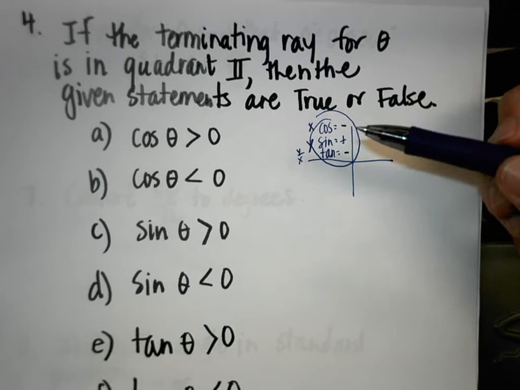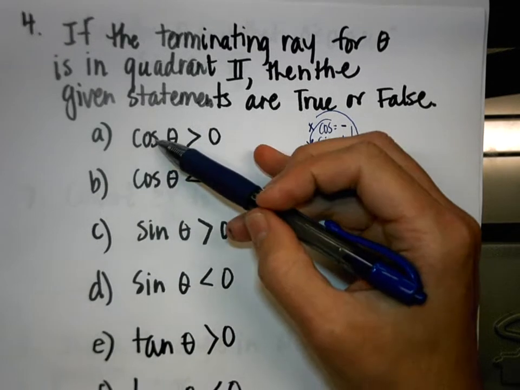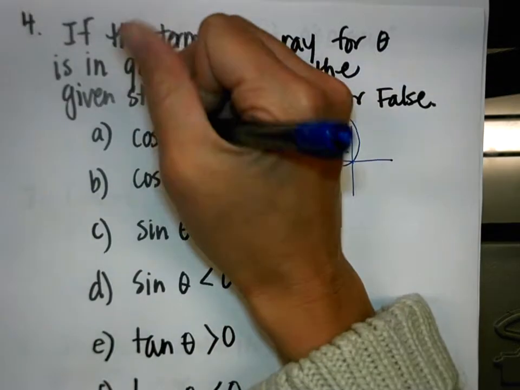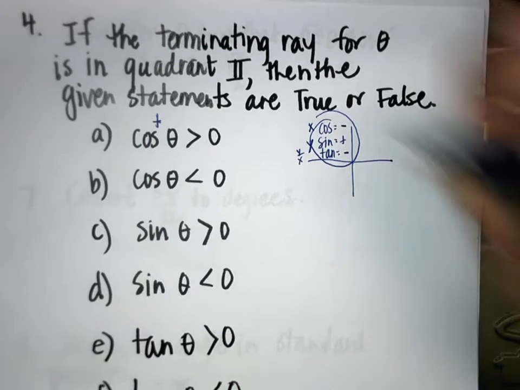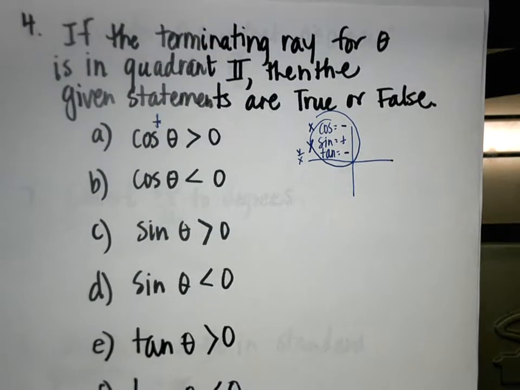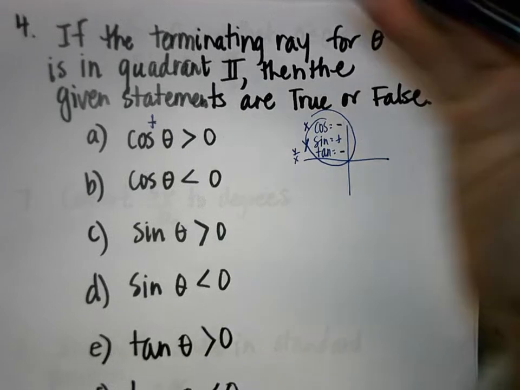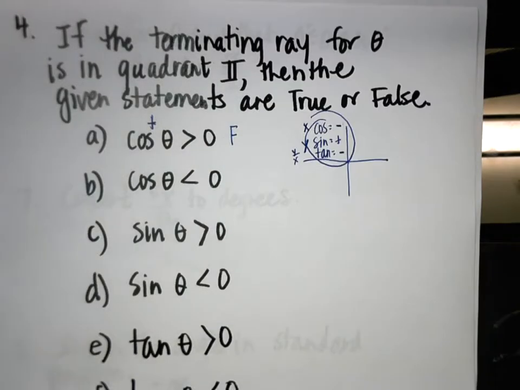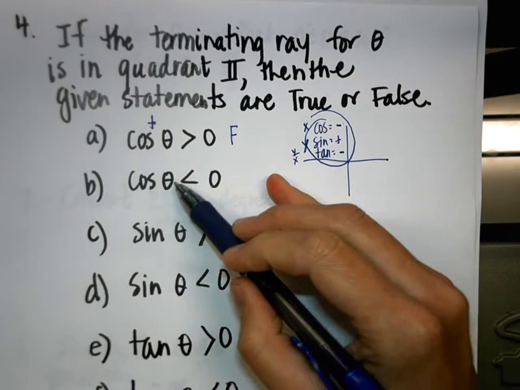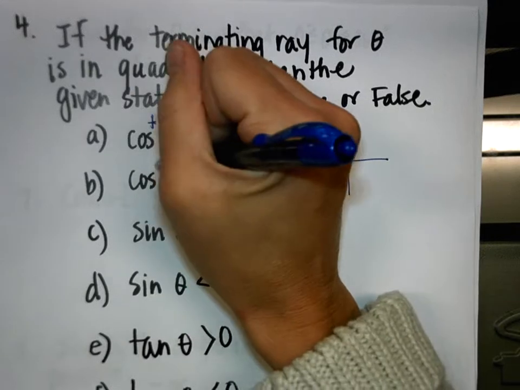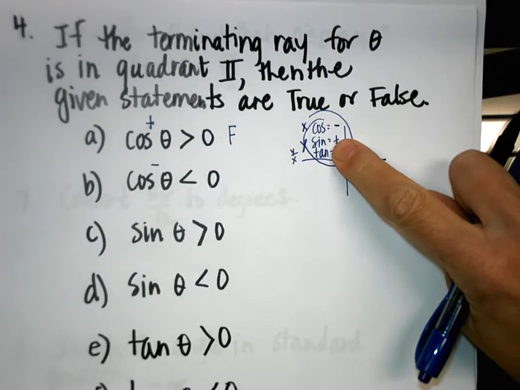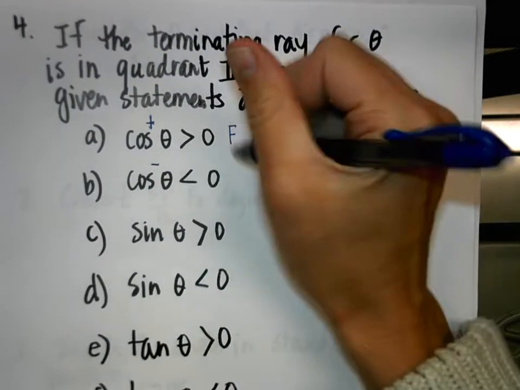Now that we have that information, right here it's saying cosine is greater than 0. Cosine is positive. The values that are greater than 0 is positive. Is cosine positive in quadrant 2? No, it's negative, so therefore A is false. Here, this is saying cosine is less than 0, which means cosine is negative. Is cosine negative in quadrant 2? Yes, therefore it is true.